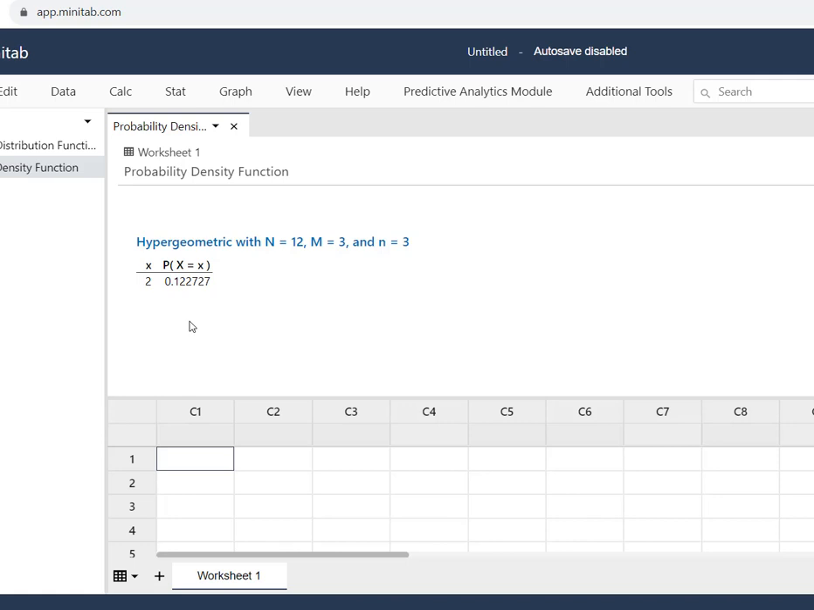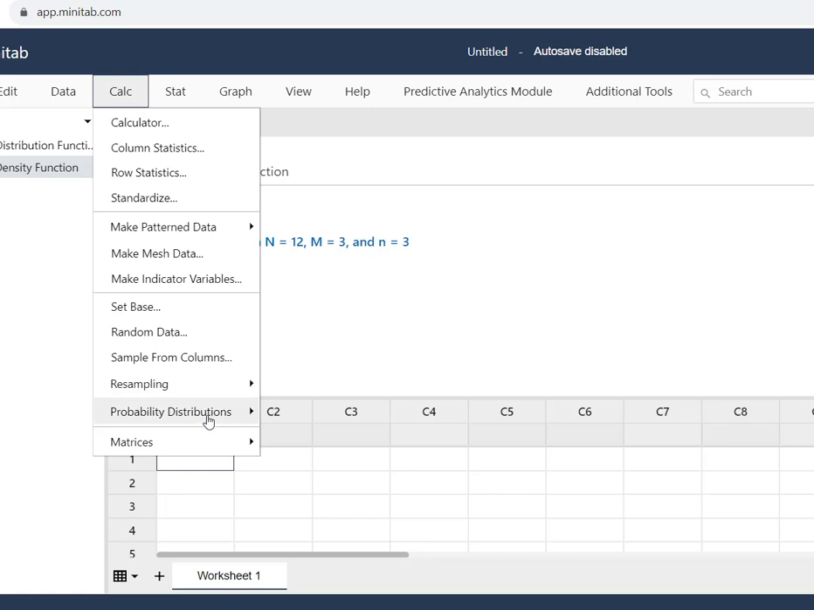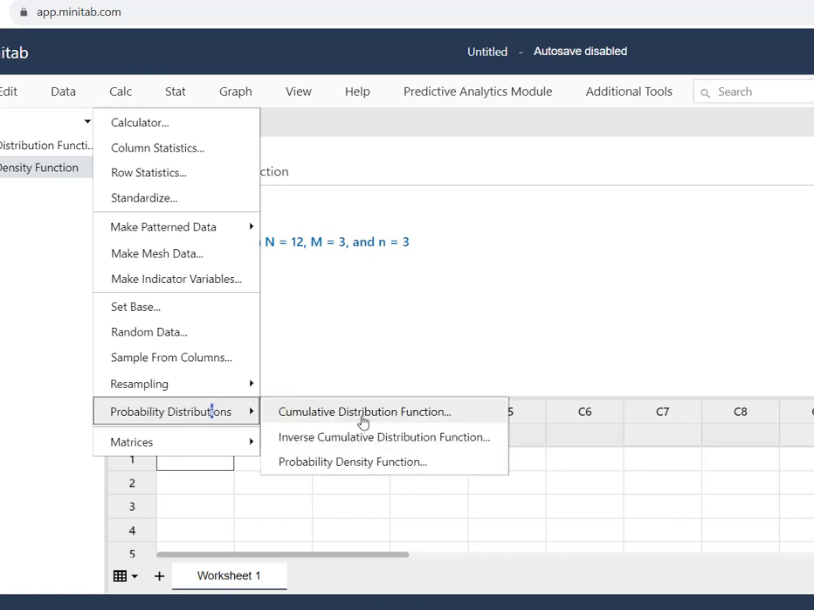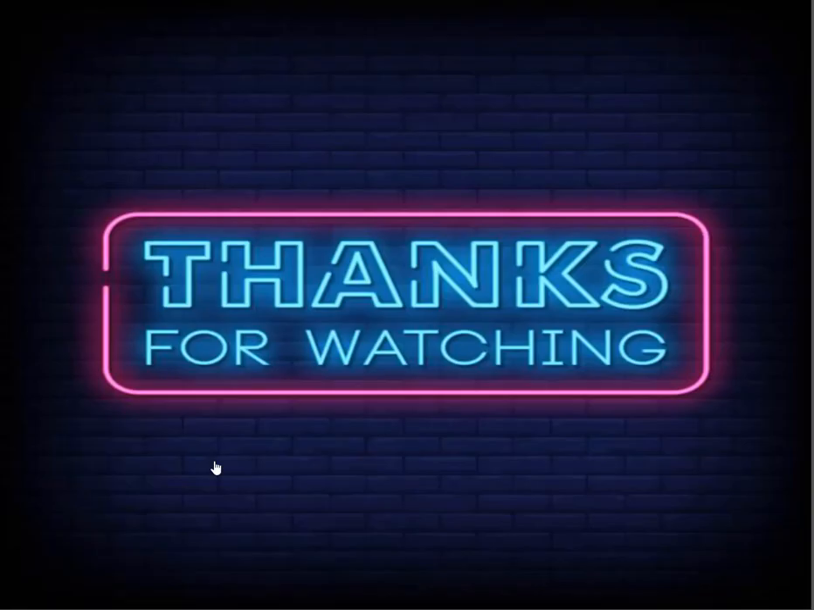So anytime that you're working with one of these probability functions, we always want to remember that you're going to select cumulative if you're looking for the probability of more than one number of successes, and you're going to use your PDF, your probability density function, when you solve for a single value. And that holds true whether it's a binomial, a Poisson, or a hypergeometric. Right? So I hope that you found this useful, and thanks so much for watching.